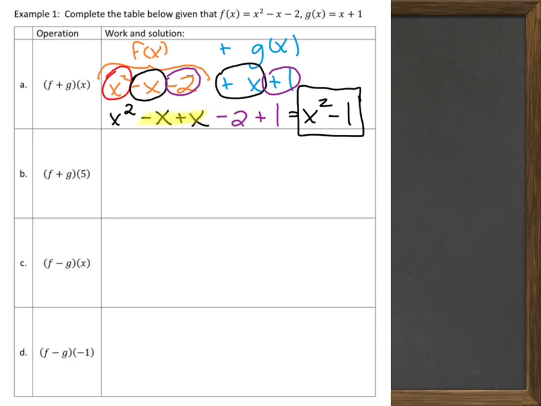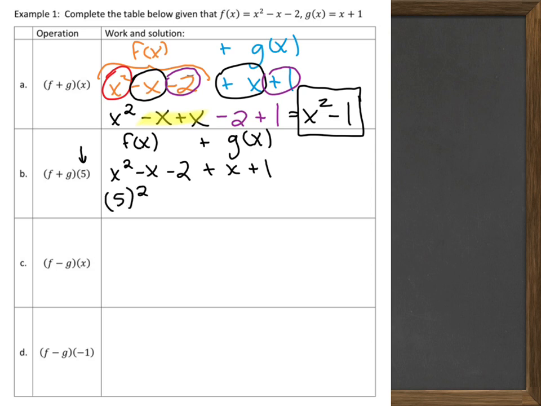So part B, it's the same composition. It's still f plus g, but instead of x, now we have f plus g of 5. So let's see what that looks like. We have f of x, which is x squared minus x minus 2, and g of x, which is x plus 1, and we're adding those. So what's different here? The thing that's different is that we're replacing x. Anytime we see x, we're going to write 5. So we have 5 quantity squared minus 5 minus 2 plus 5 plus 1.